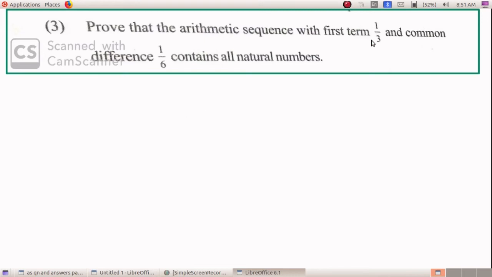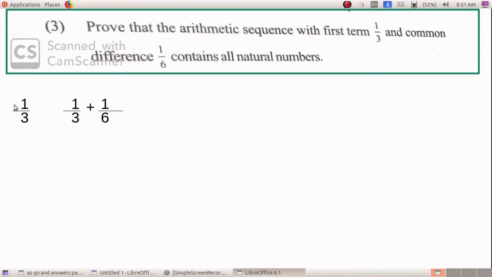Here it is given that the first term is 1 by 3. What about the second term? The common difference is to be added. This 1 by 3 plus 1 by 6 will be what? 1 by 3 is 2 times 1 by 6. 2 times 1 by 6 plus 1 by 6 will be 3 times 1 by 6, that means 3 by 6. 3 by 6 is half. The value of this one is half.